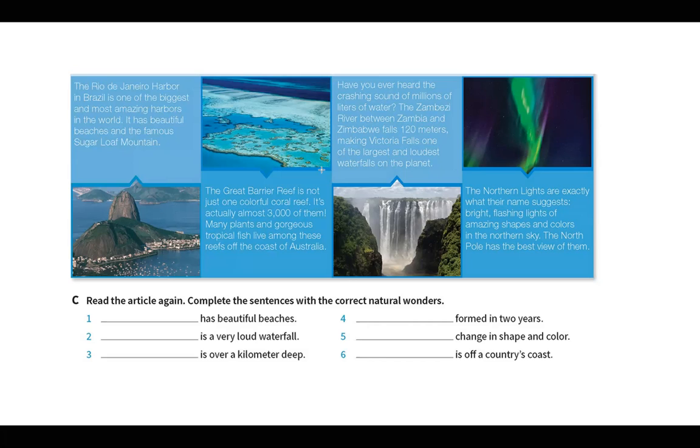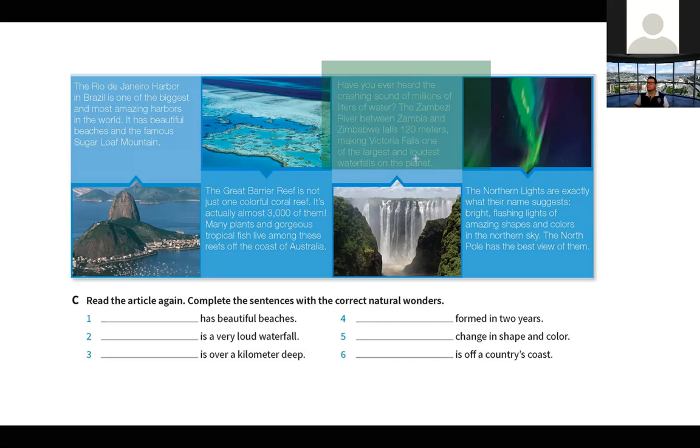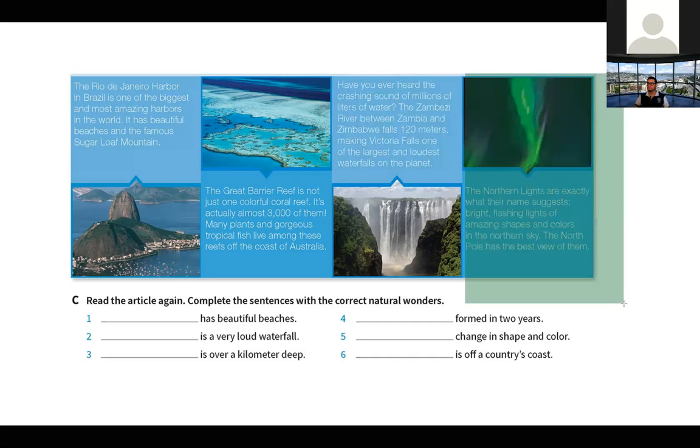Have you ever heard the crashing sound of millions of liters of water? The Zambezi River between Zambia and Zimbabwe falls 120 meters, making Victoria Falls one of the largest and loudest waterfalls on the planet. The northern lights are exactly what their name suggests. Bright, flashing lights of amazing shapes and colors in the northern sky. The North Pole has the best view of them.